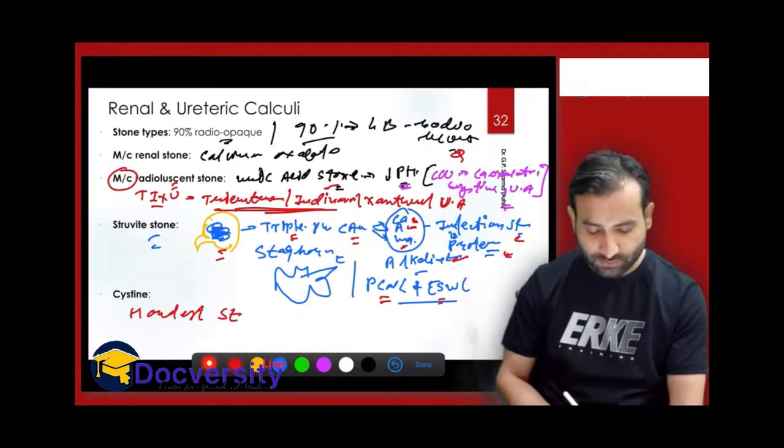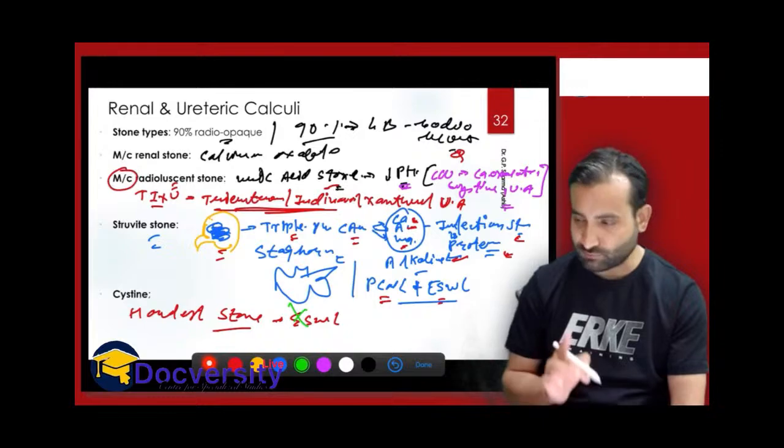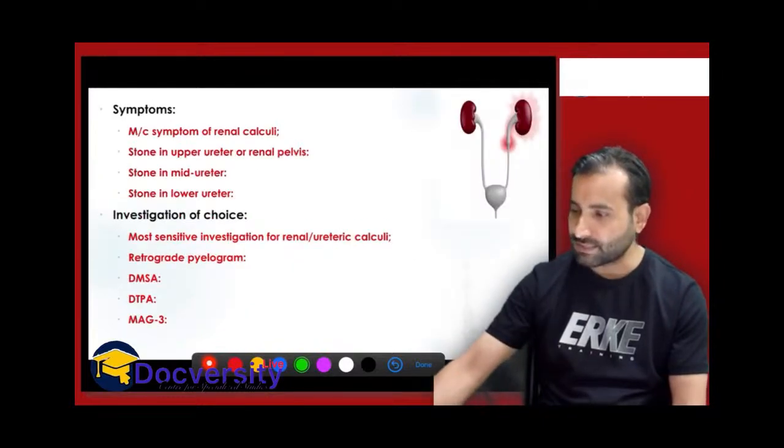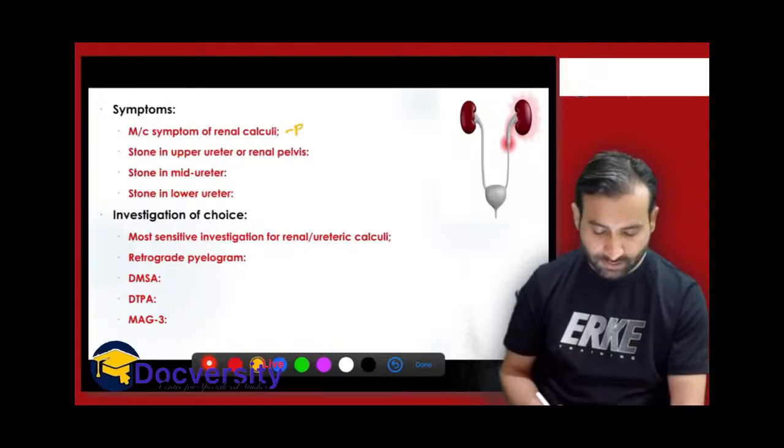Cysteine stone is the hardest stone, and this is resistant to ESWL. ESWL cannot break this stone. This is also a question in the exam, right? So hope you understand. Now let's go to the symptoms of the renal calculi.